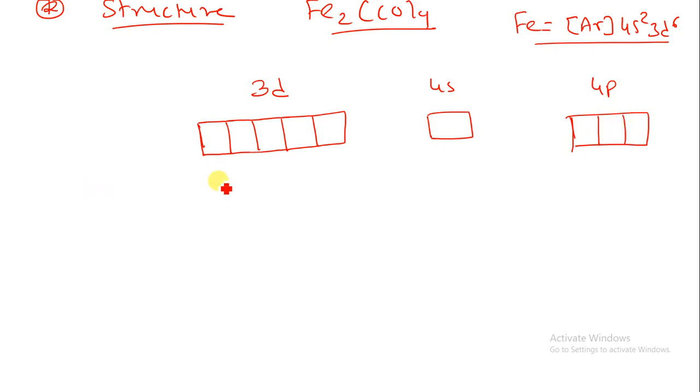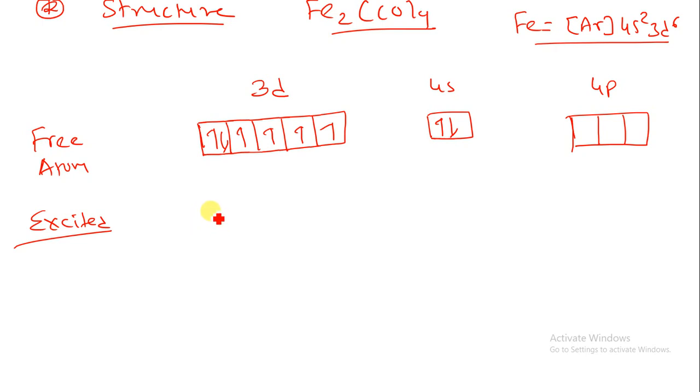Now when we have a free atom, or what we can say free state, for the Fe metal atom, what I have to fill up here is 4s2 3d6, 1, 2, 3, 4, 5 and 6. Now when it is excited, all the electrons should be paired.